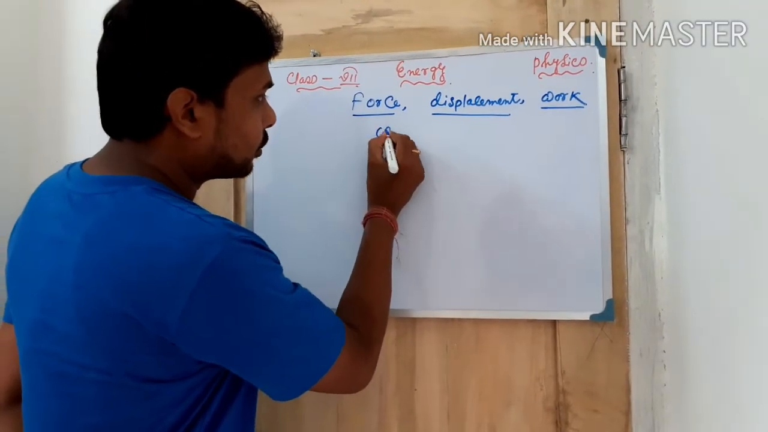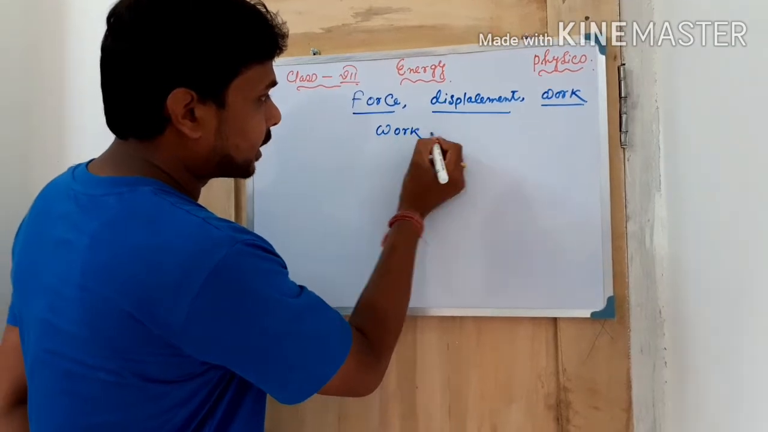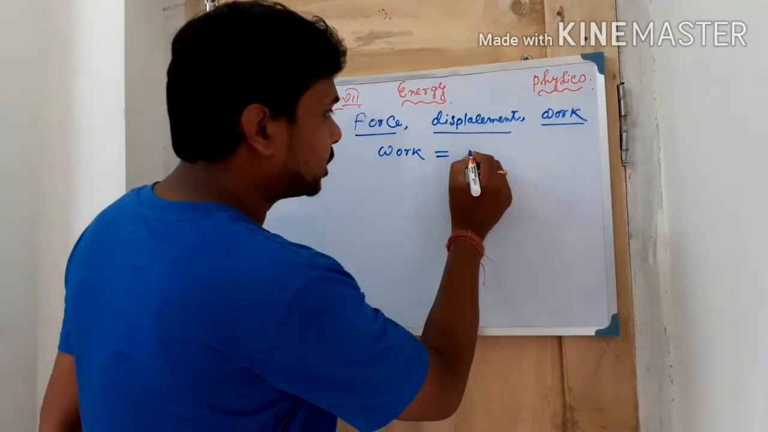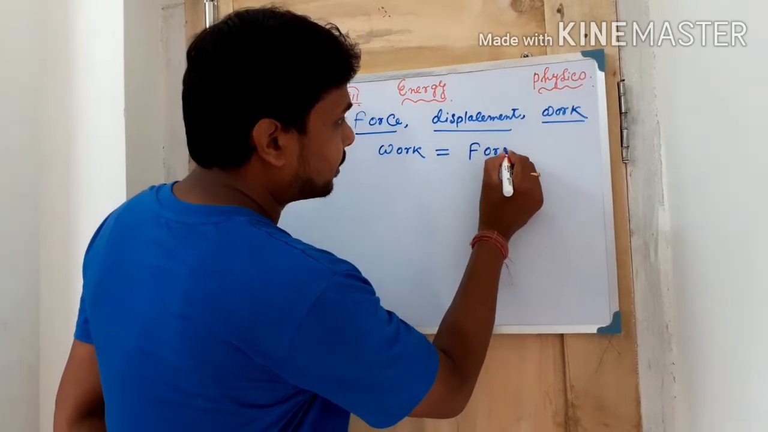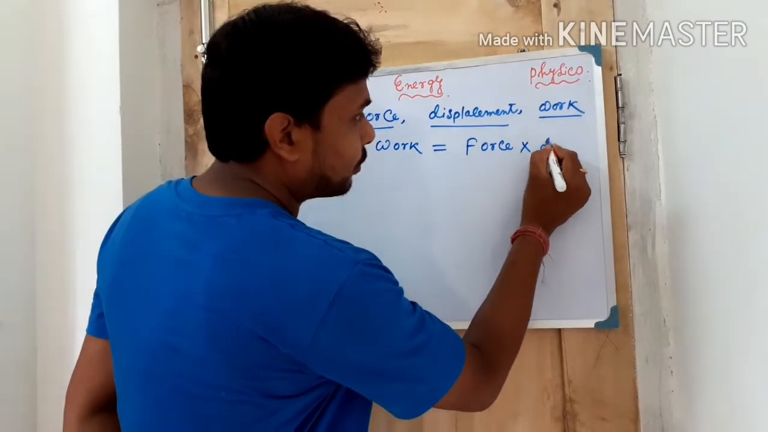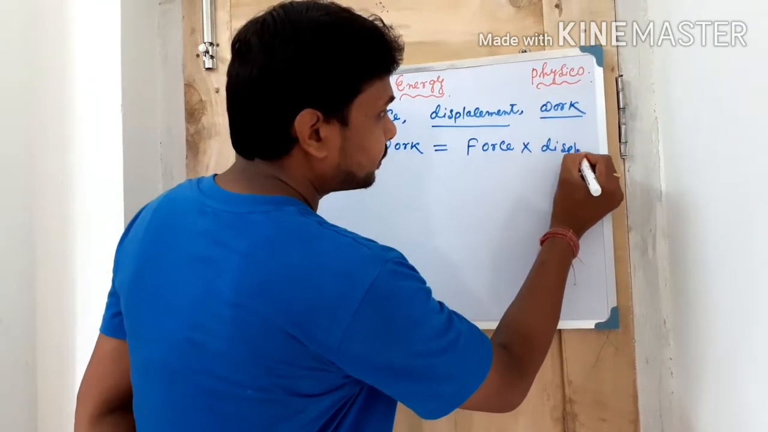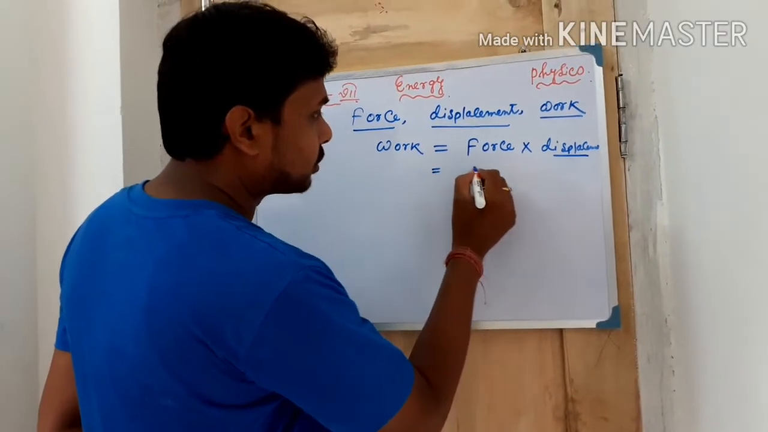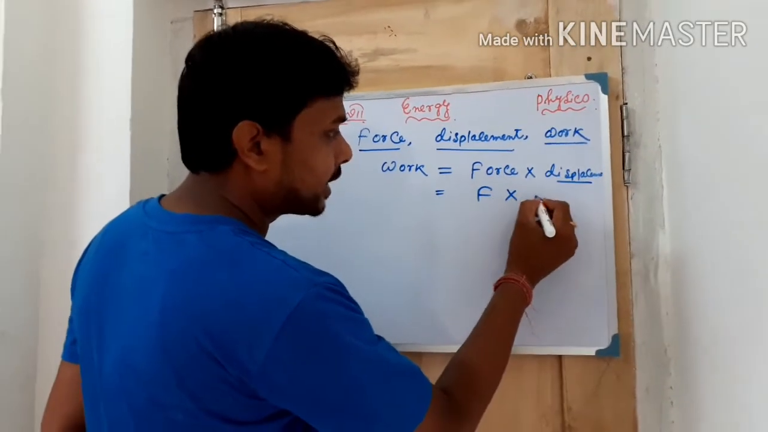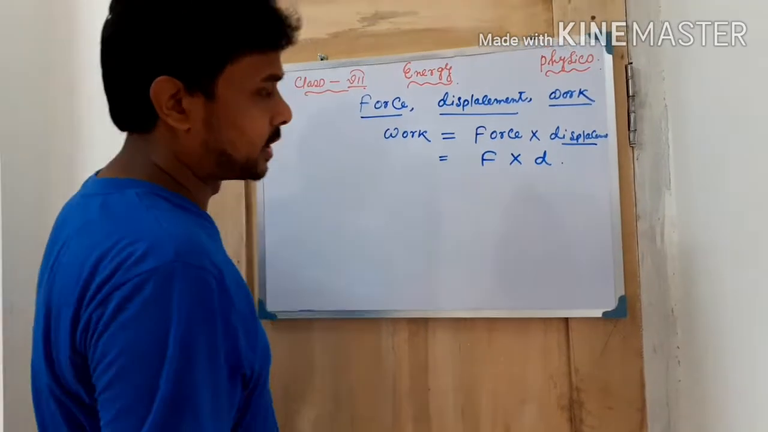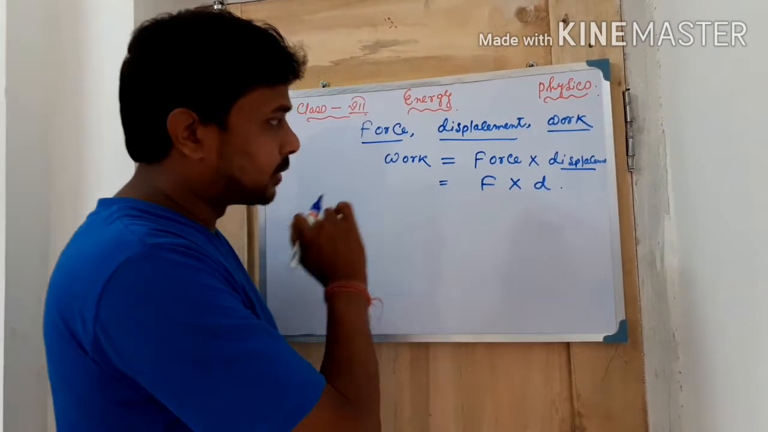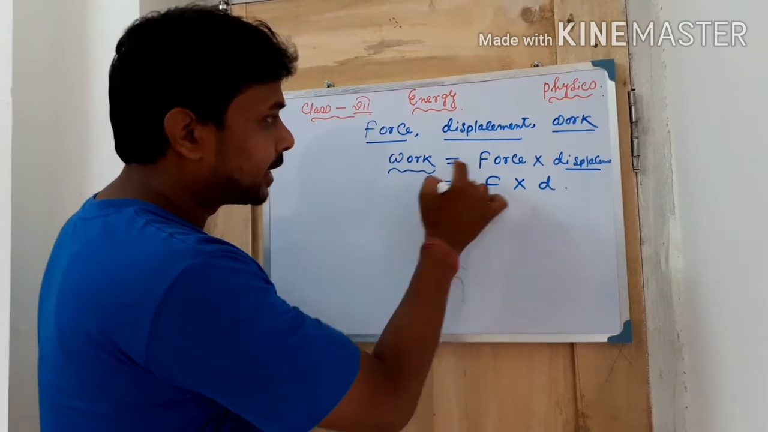How can you relate them? We all know that work is equal to force into displacement. You simply write that force into displacement is the definition of work. You can also write it as F into S or F into D, with a small d or small s. This is a mathematical expression.